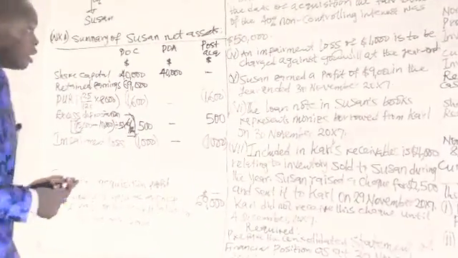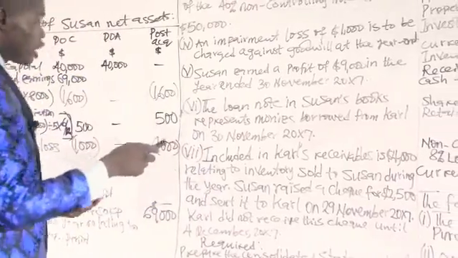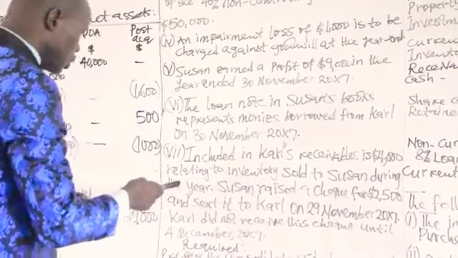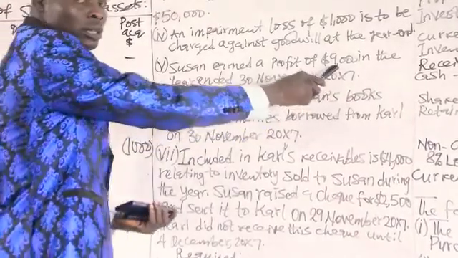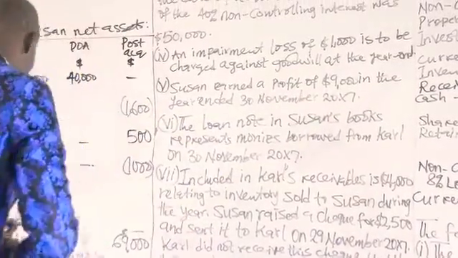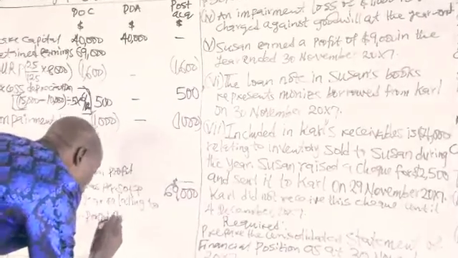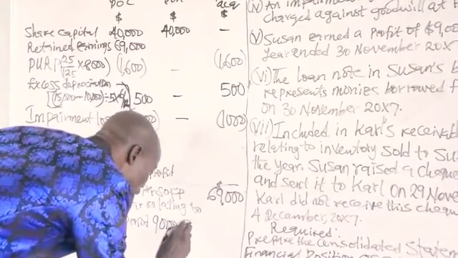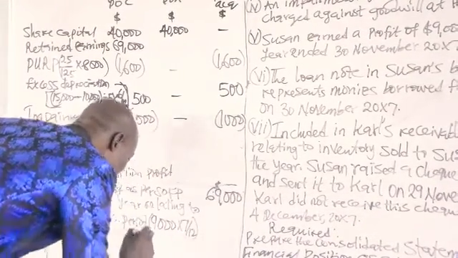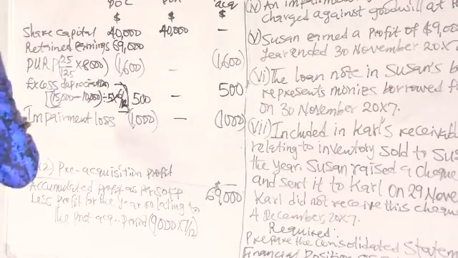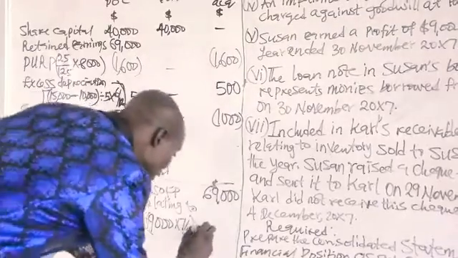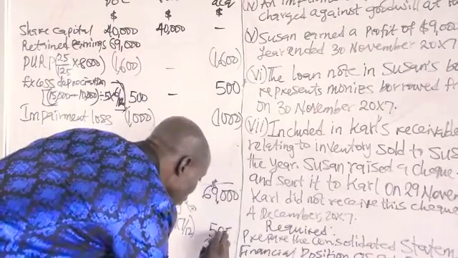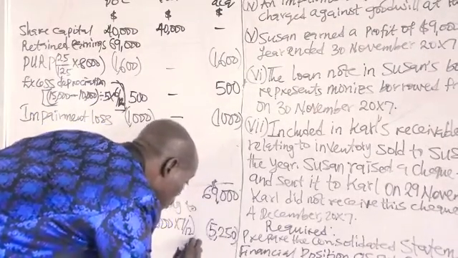At this juncture, you apply time apportionment to that profit. So, how much is the profit for the year with which you want to apportion it? The profit for the year is 9,000. So, you calculate the post-acquisition profit of 7 months out of 12 months. That will give us 9,000 times 7 divided by 12, which is 5,250. This is the post-acquisition profit.